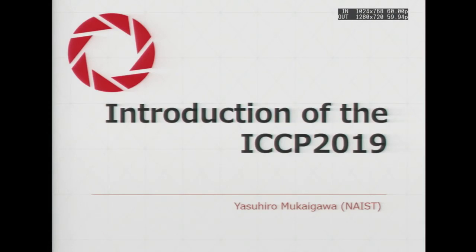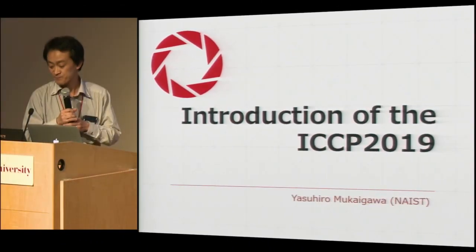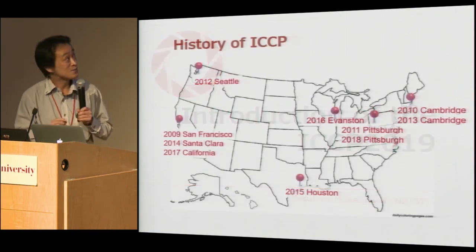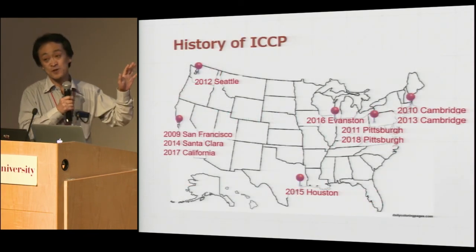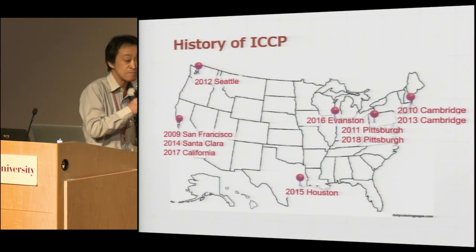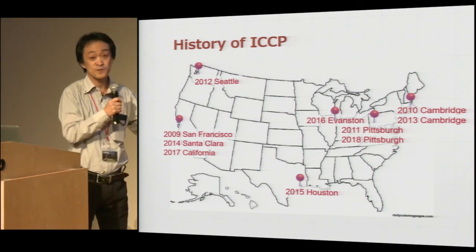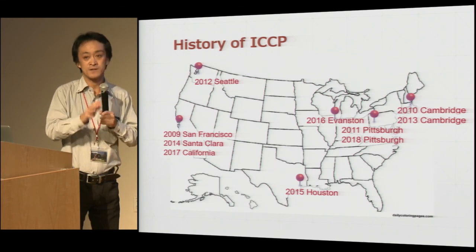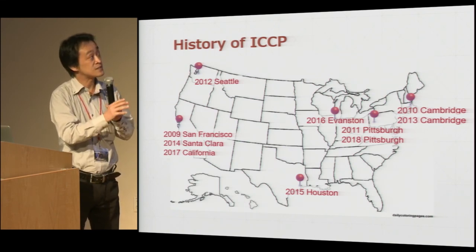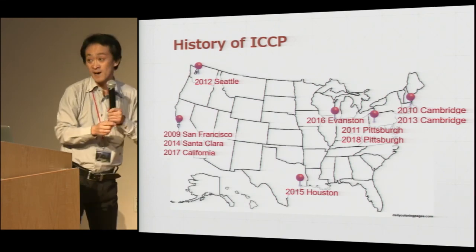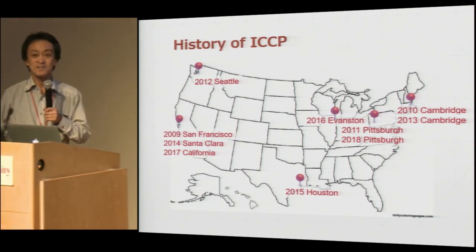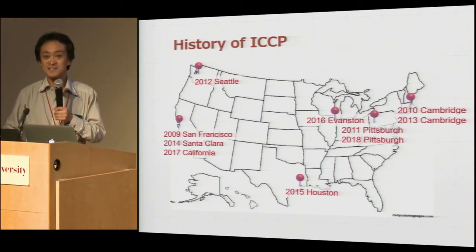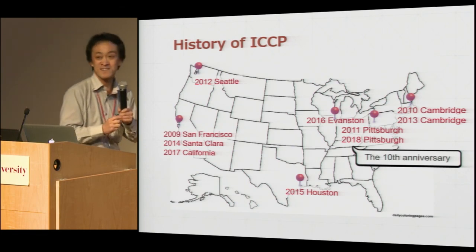So I'd like to introduce the next ICCP 2019. I'm Yasuhiro Mukaiga from NICE in Japan. As you know, this is a history of the ICCP. The first ICCP was held in San Francisco in 2009. Every year, ICCP is held in some city. Now we are in Pittsburgh. This ICCP is a very memorable ICCP because this is the 10th anniversary.